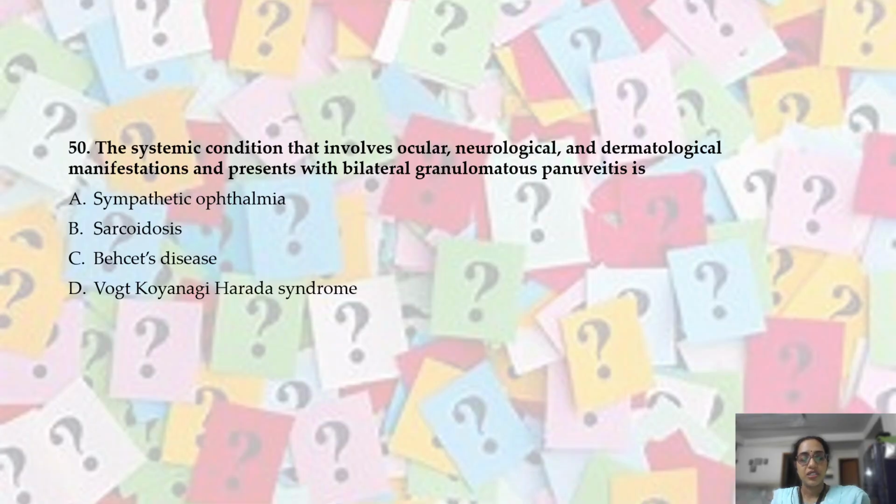The systemic condition that involves ocular, neurological, and dermatological manifestations and presents with bilateral granulomatous panuveitis is... So the answer is very simple. It's Vogt-Koyanagi-Harada disease.